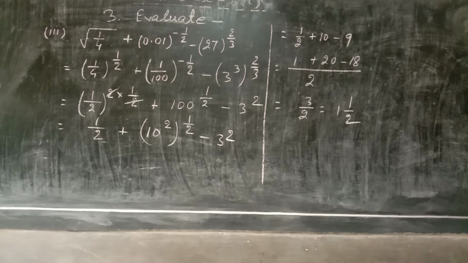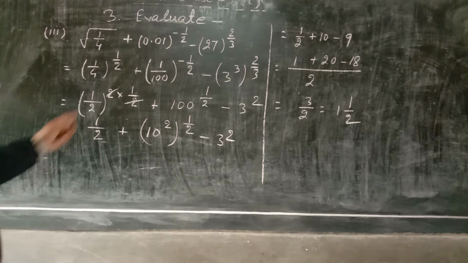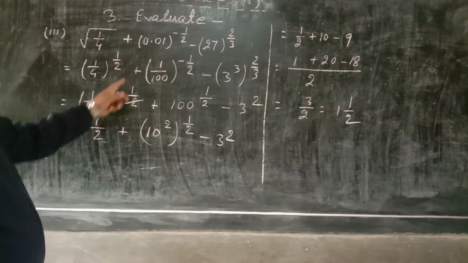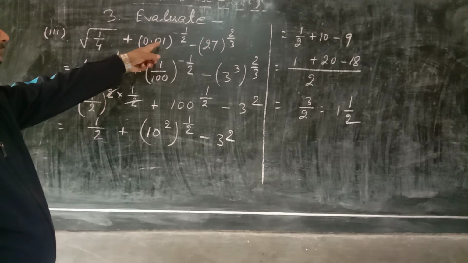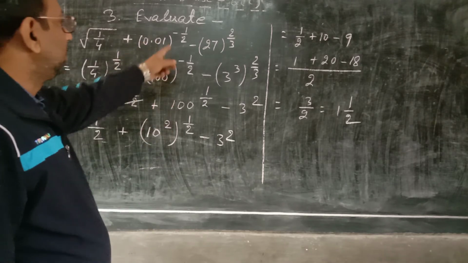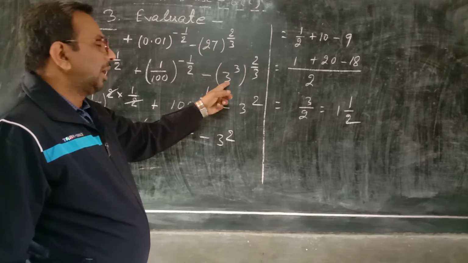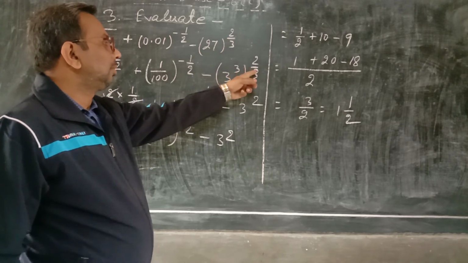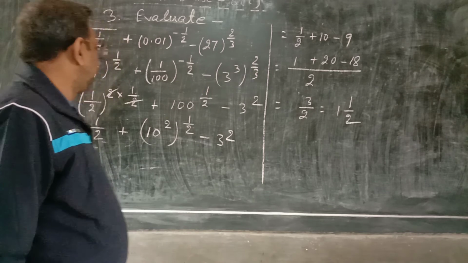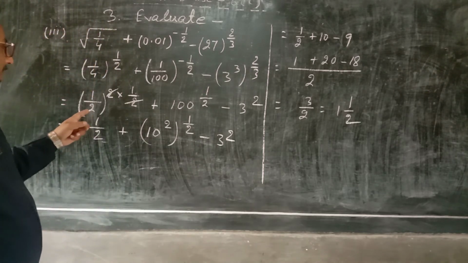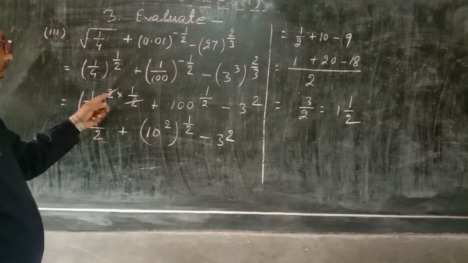Question number 3, evaluate. Roman number 3. The question is square root of 1 by 4 plus 0.01 to the power minus 1 by 2 minus 27 to the power 2 by 3. In the first step, I have removed this square root, and I have written power 1 by 2. Plus, I have removed decimal from here, so I can write it as 1 by 100 to the power minus 1 by 2. This 27 I have written as 3 cube into 2 to the power 2 by 3. This 1 by 4 I have written as 1 by 2 whole square. So 1 by 2 whole square into 1 by 2.